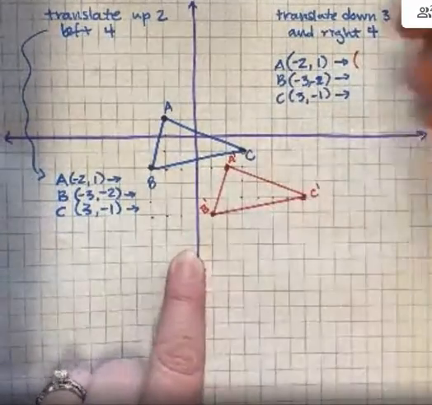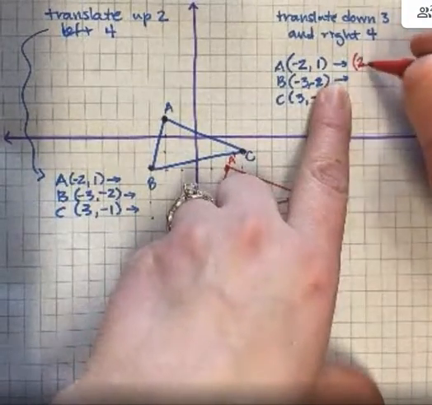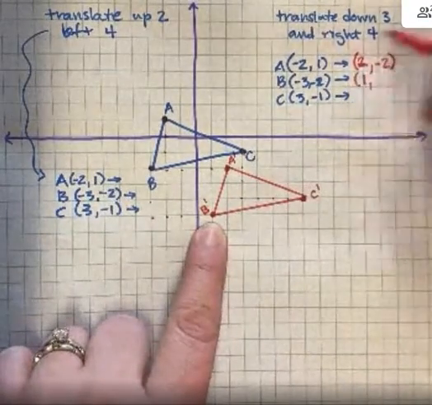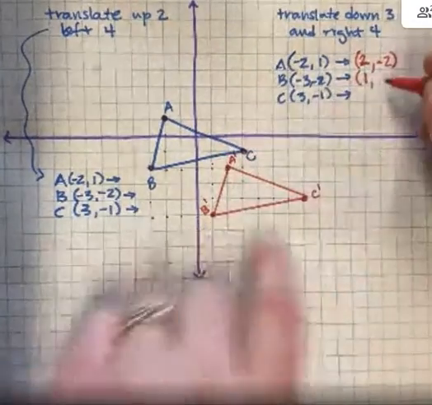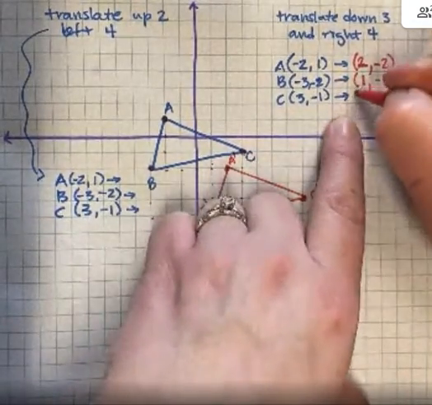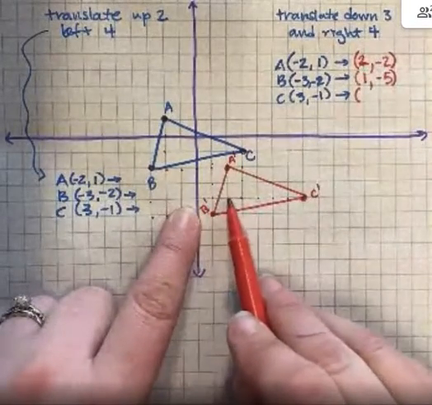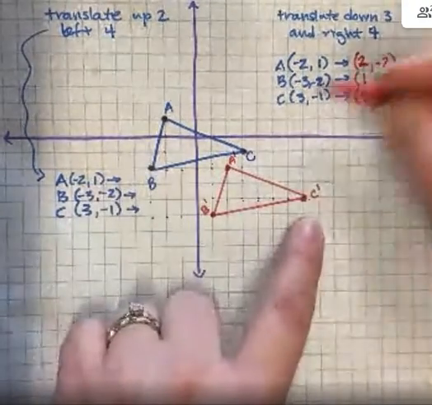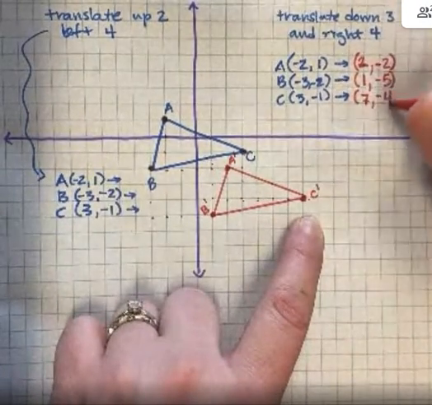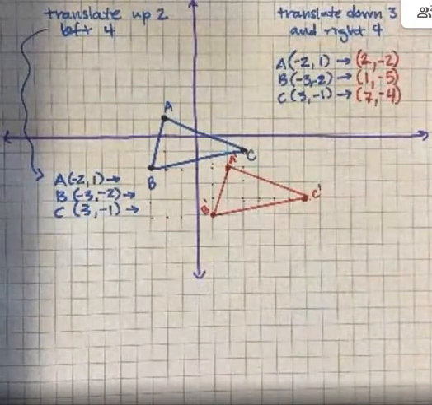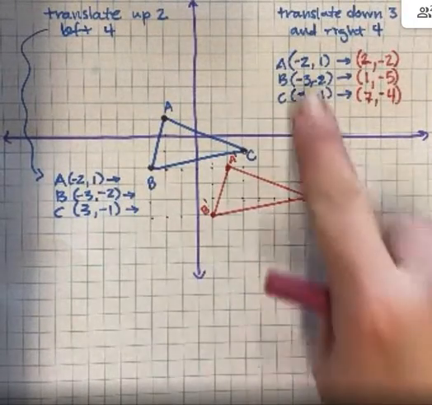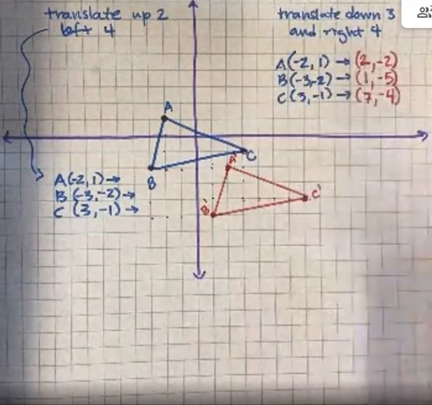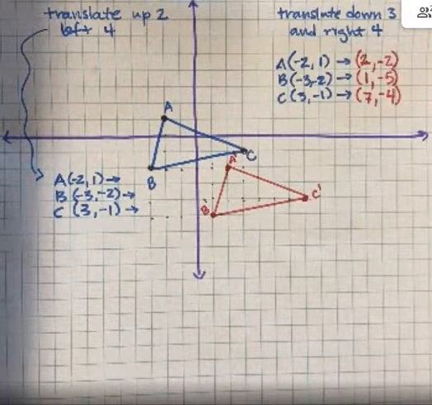So A is positive 2, negative 2. B is 1, 2, 3, 4, 5, negative 5. C is 1, 2, 3, 4, 5, 6, 7, down negative 4. So looking at the rhyme or reason to this, I don't see very much relationship here. It's not like I can say x became negative x or y became negative y or anything like that, like I have been able to with the reflections and rotations.